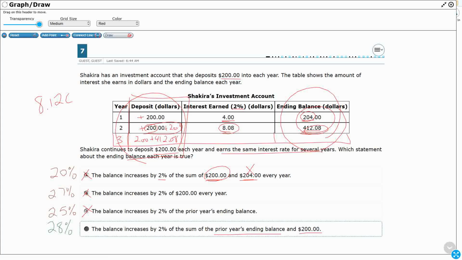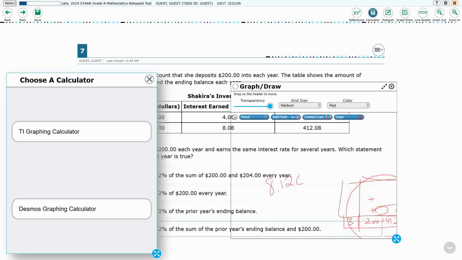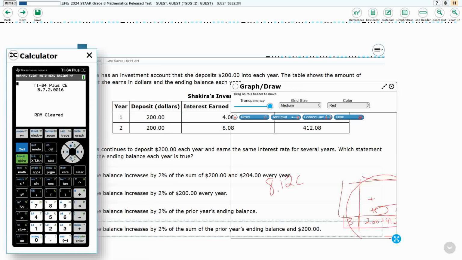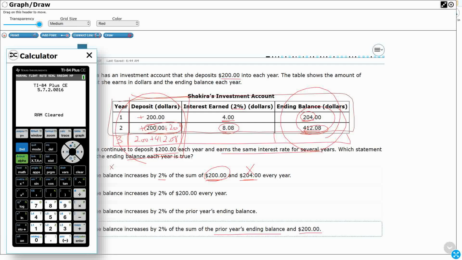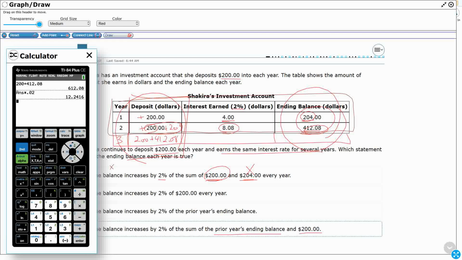So if I were a teacher working with this, I would definitely, before we even get into this, give them this setup and have them calculate the next few years of money. So we never finish this. This 200 plus the 412.08 equals, then times that by 2%. You're going to get 12.24.